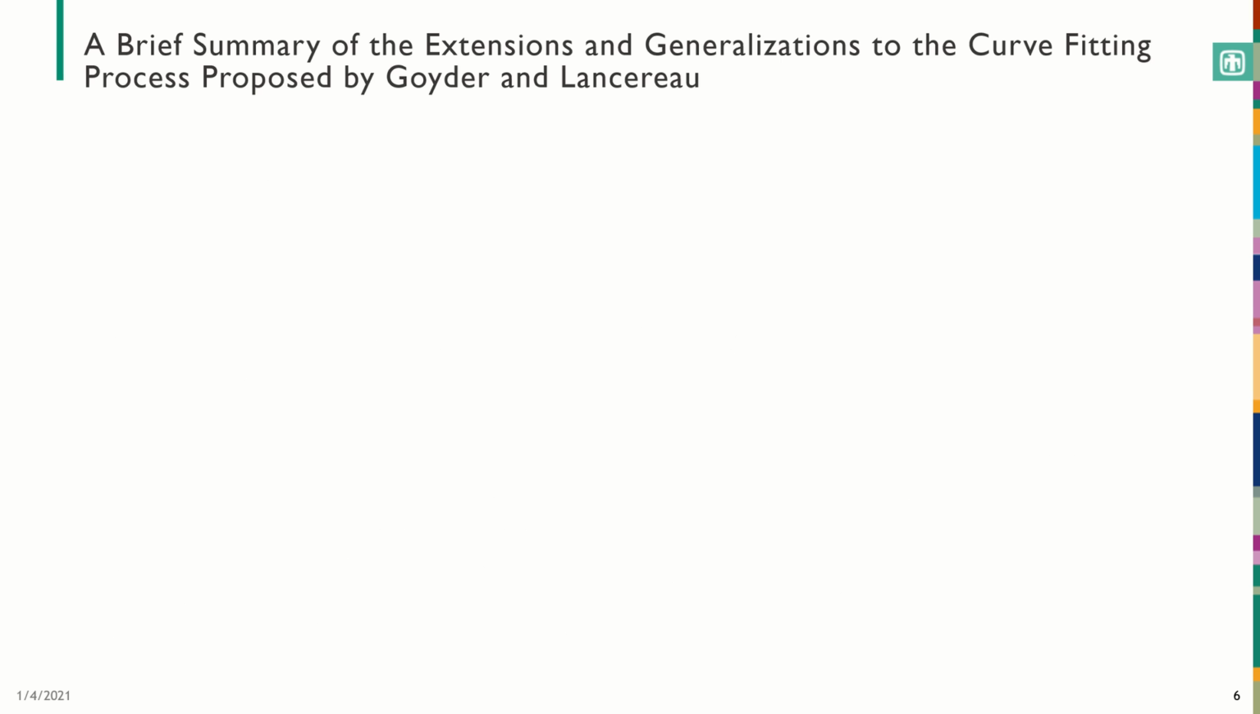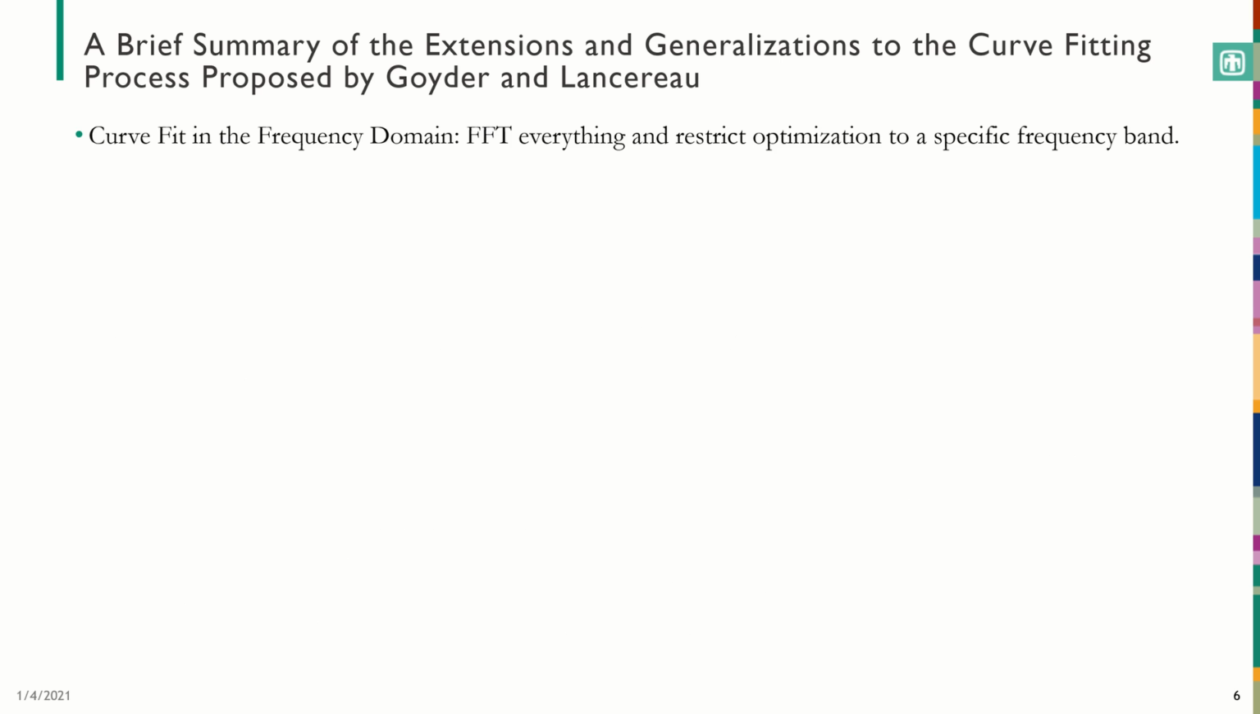And then a couple more things. So basically, if you FFT everything, you can do the same optimization, but in the frequency domain on the Fourier coefficients. The main benefit being that you can restrict the optimization to a specific frequency band and avoid noise or other oscillations. And I'll note that you can window the time signals to reduce leakage, but it makes fitting higher order polynomial terms more difficult.